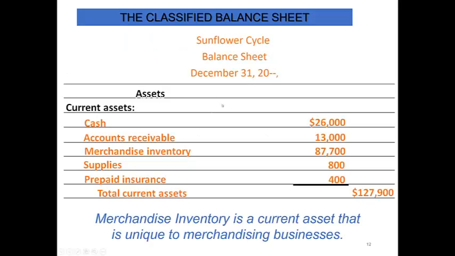So Sunflower has current assets here that total 127.9, and it says here that merchandise inventory is a current asset that is unique to the merchandising business. So if you have a service business, of course you probably won't have merchandise inventory listed on your balance sheet.